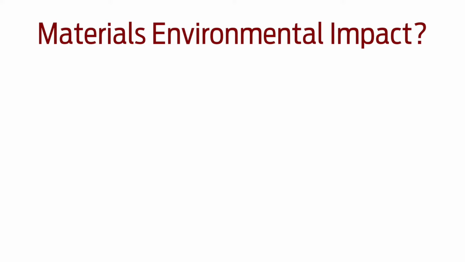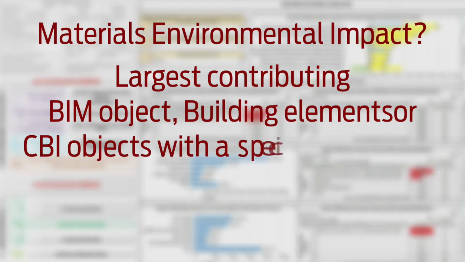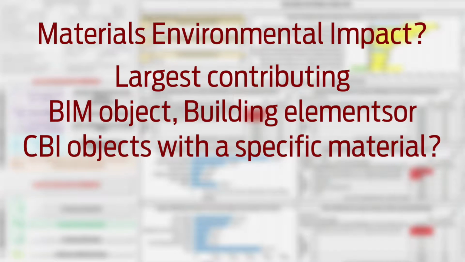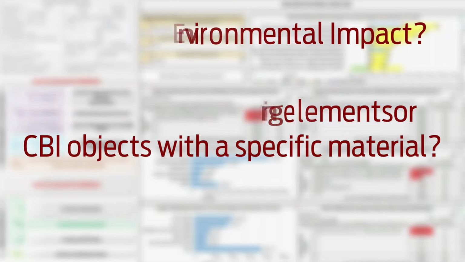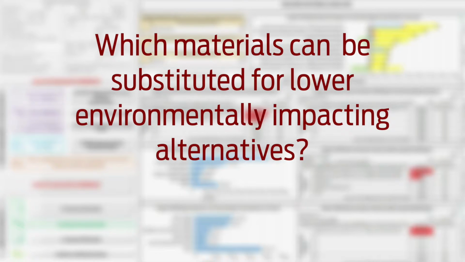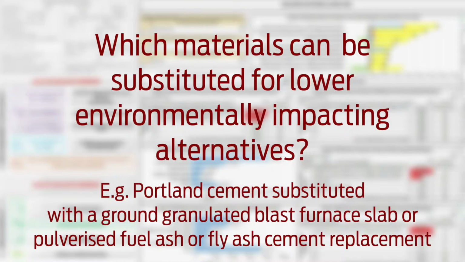The results shown on this sheet can be used to answer such questions as which materials have the largest environmental impact, and for a specific indicator life cycle stage, which are the largest contributing BIM objects, building elements, or CBI objects that contain a specific material. Answering these types of questions identifies which materials may be substituted for lower environmentally impacting alternatives, such as substituting ordinary Portland cement concrete with concrete mixed with a ground granulated blast furnace slag, or GGBS, or pulverized fuel ash or fly ash cement replacement.